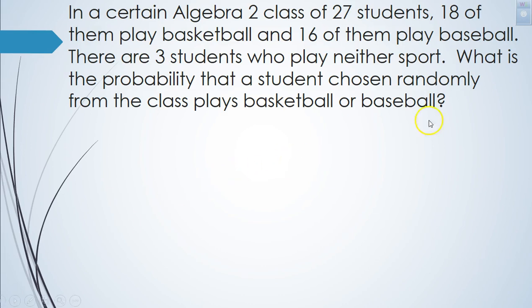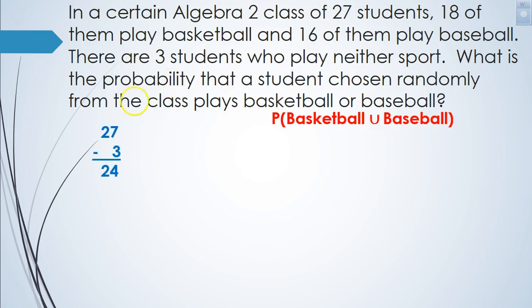So here again, we're going to look at how many didn't play a sport. There were 3 out of the 27. So we're going to subtract, and oh, by the way, this is the other thing. We're looking this time for the probability of basketball or baseball. So that's going to be a little bit different in the way that we work that. So we're going to use a Venn diagram again, and we're going to talk through that.